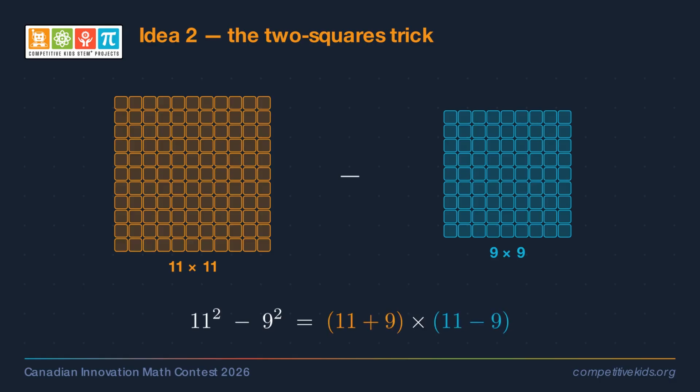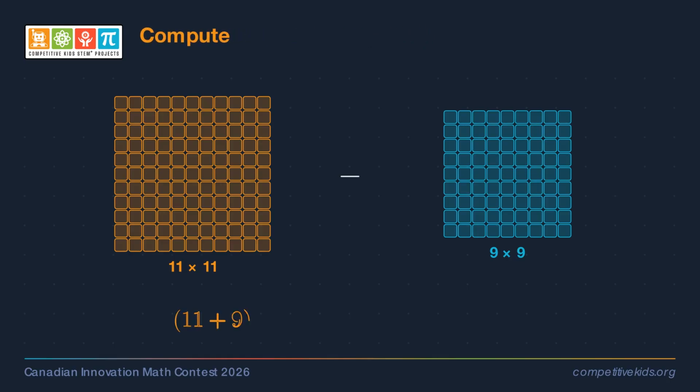11 squared minus 9 squared equals (11 plus 9) times (11 minus 9). Now the math is easy. 11 plus 9 is 20. 11 minus 9 is 2. So the answer is 20 times 2. That is 40. Let us check the slow way.